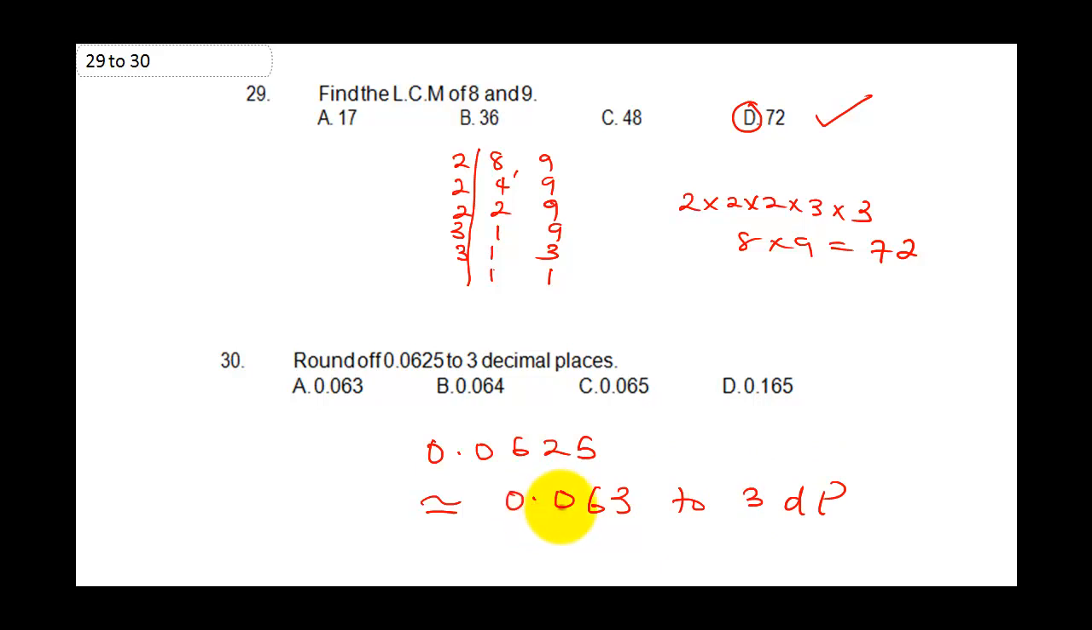Now count your decimal places. You have 1, 2, and 3. So this is our final answer, and the correct answer here is A.